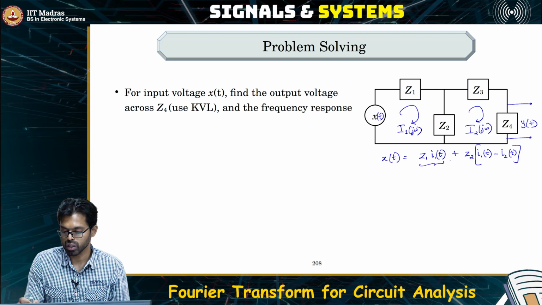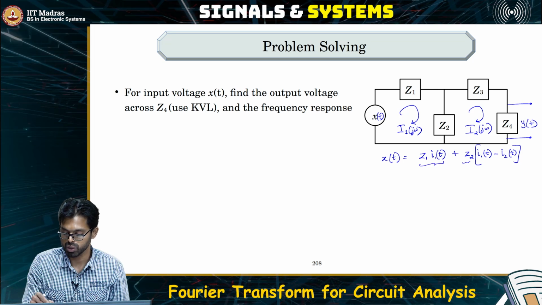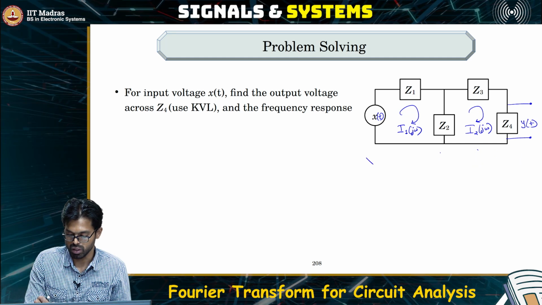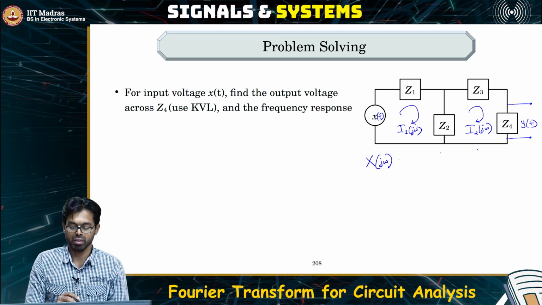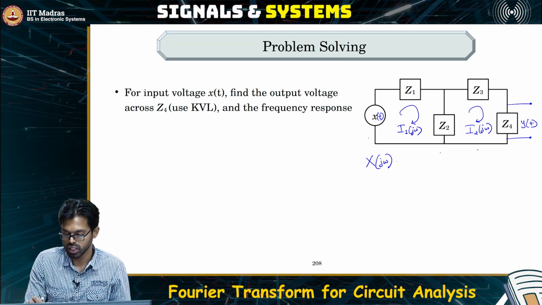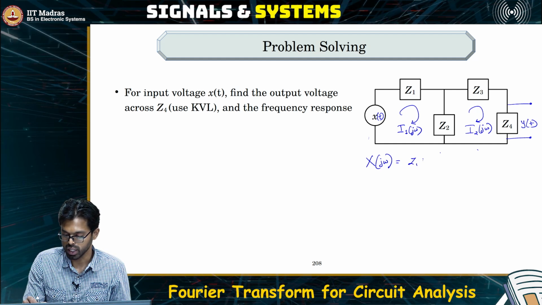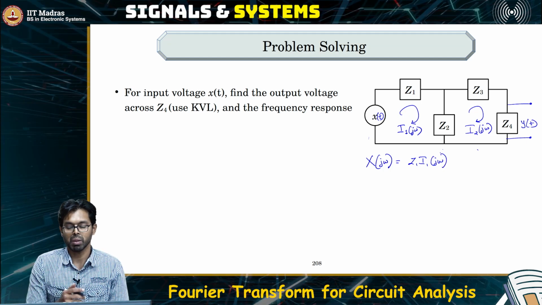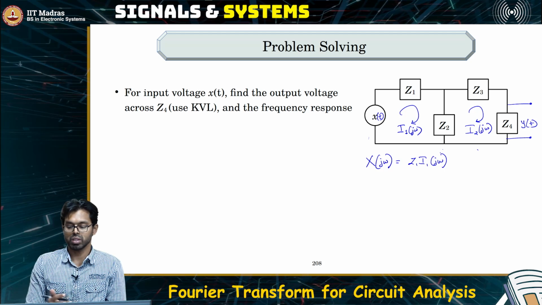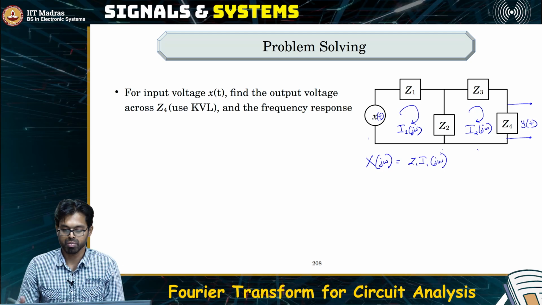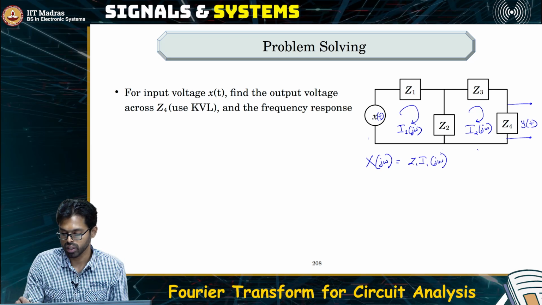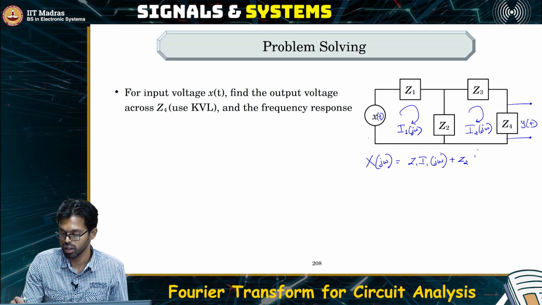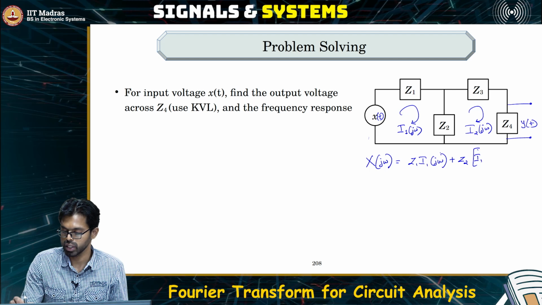We can write this product only in the frequency domain, not in the time domain. So, we should write everything in the frequency domain. In other words, x of j omega, which is the input voltage, is equal to Z1 times I1 of j omega, and so on. If KVL was true in the time domain, then it also follows that it is true in the frequency domain, because the Fourier transform is linear. That linearity property is what we are exploiting here, and because of linearity, KVL holds true even in the frequency domain.